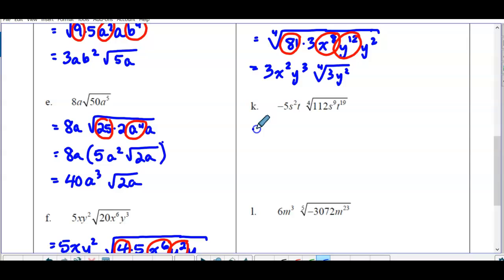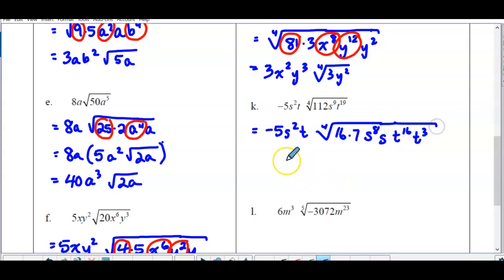Next one has a monomial coefficient, and then fourth root. So what goes into 112? Does 16 go in? Yeah, 7 times. So that's 16 times 7. S to the 9 is not a fourth power. Next lower multiple of 4 is 8. And S times S to the 1. And then 19 is not a multiple of 4. The next lower is 16.